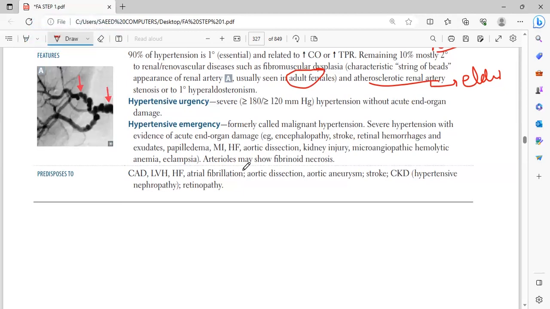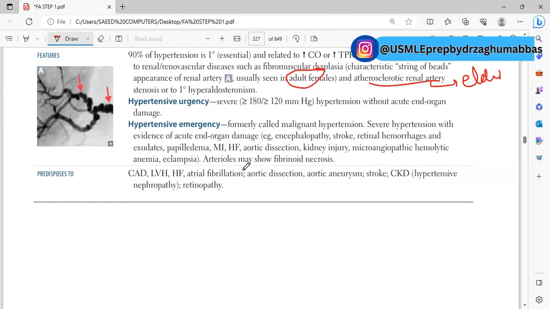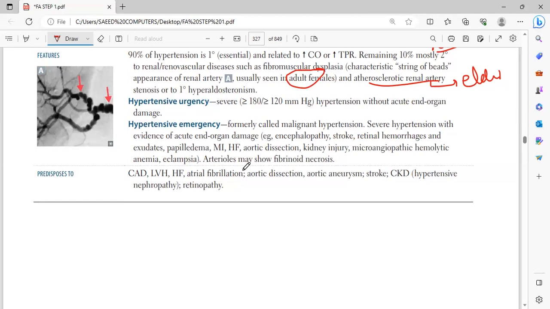Hypertension predisposes to coronary artery disease, the most common cause, left ventricular hypertrophy, heart failure, atrial fibrillation, aortic dissection, stroke, aneurysm, CKD, and retinopathy. So that's it. The most common cause of death in hypertension is MI.